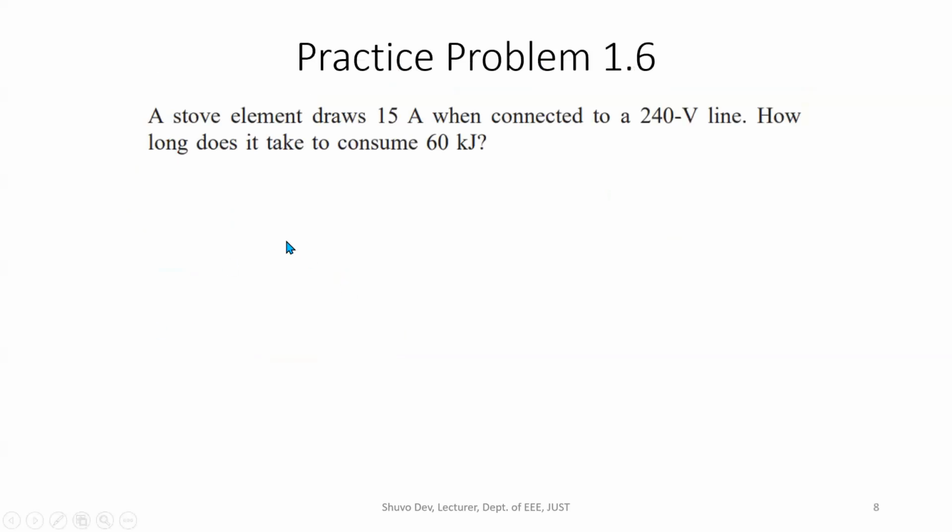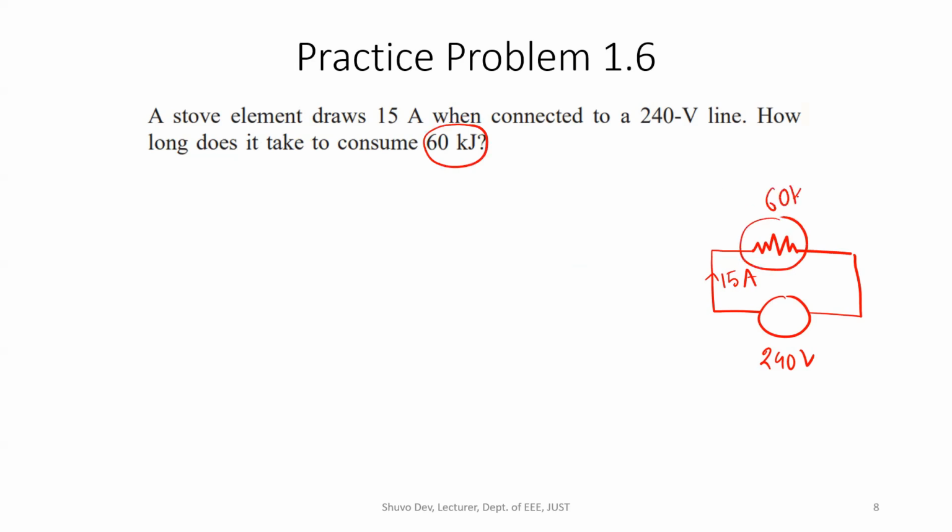So now in the next problem, that is practice problem 1.6. Practice problem 1.6 says that a stove element draws 15 ampere when connected to a 240 volt line. Suppose we have a stove element, that means we are using it for cooking. We use this symbol, and this is connected to a 240 volt line, and it takes 15 ampere. How long does it take to consume 60 kilojoule? So this stove element has to consume 60 kilojoule, where the voltage is 240 volt and current is 15 ampere.